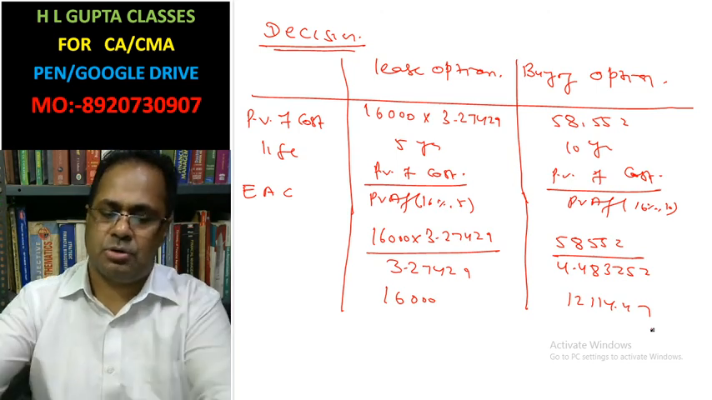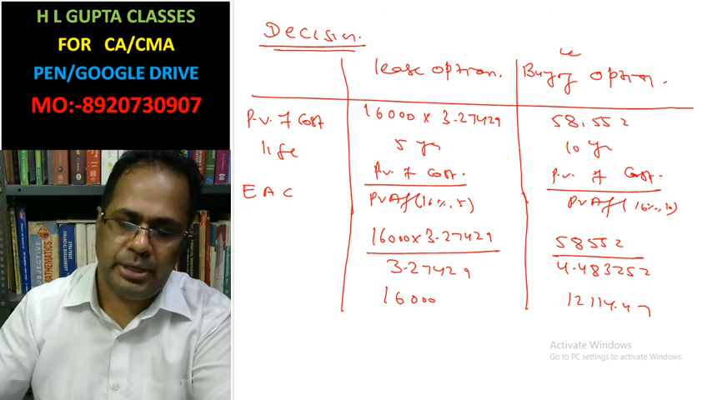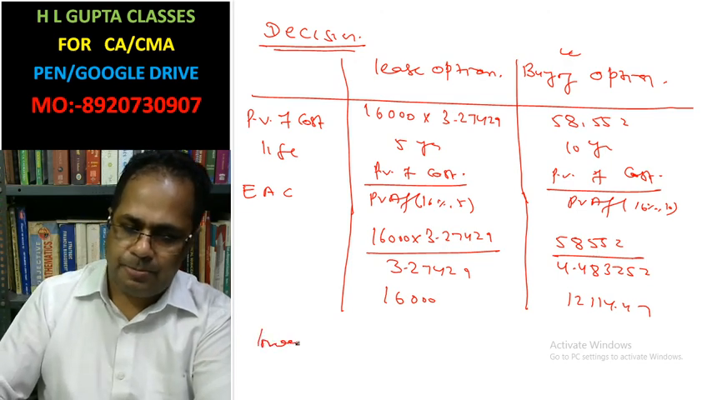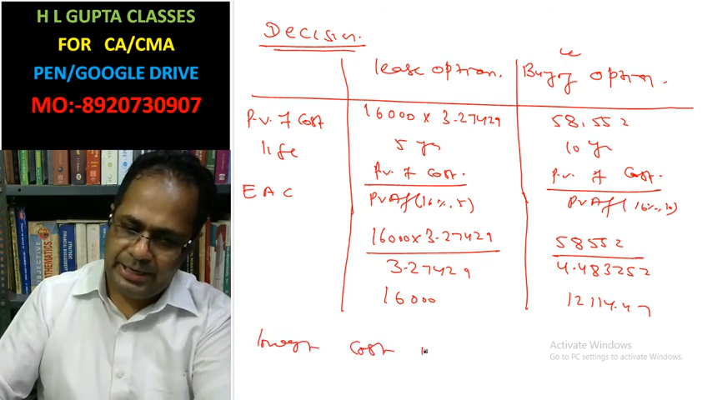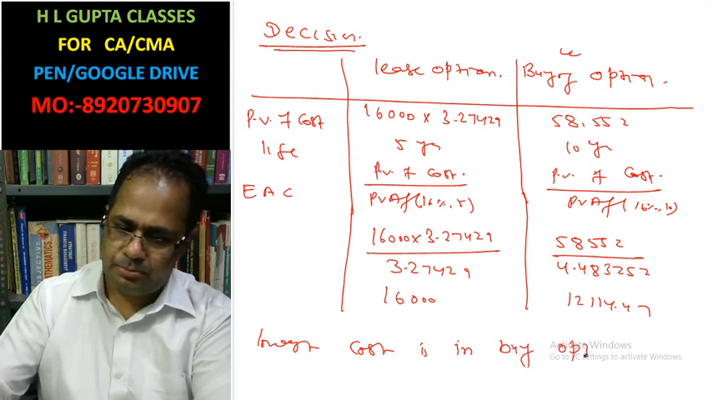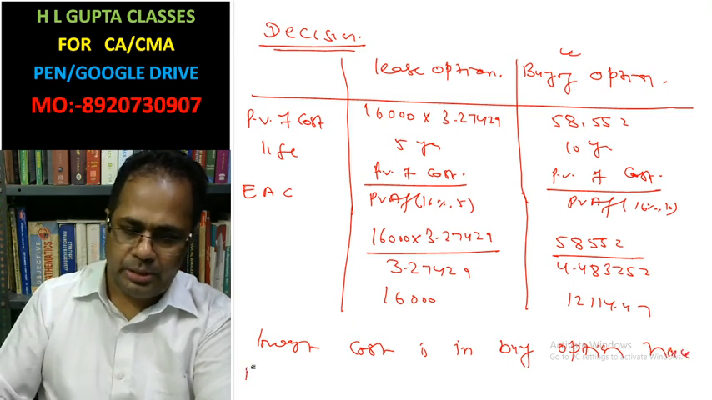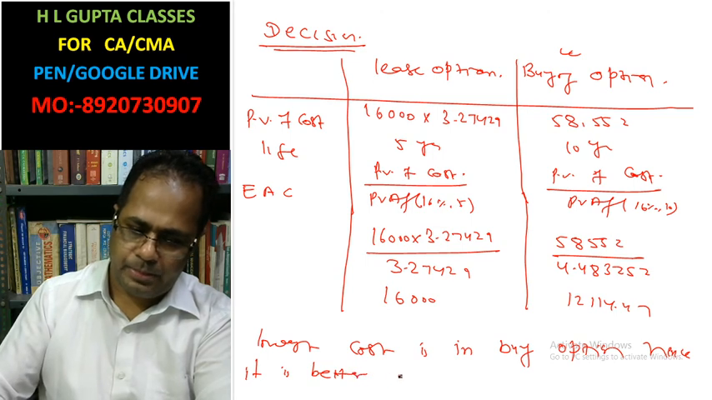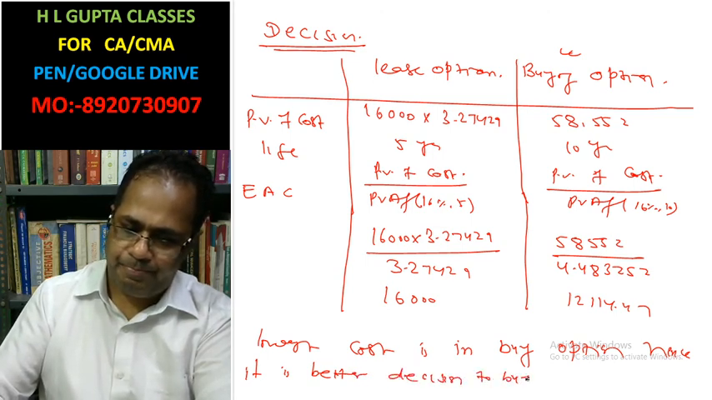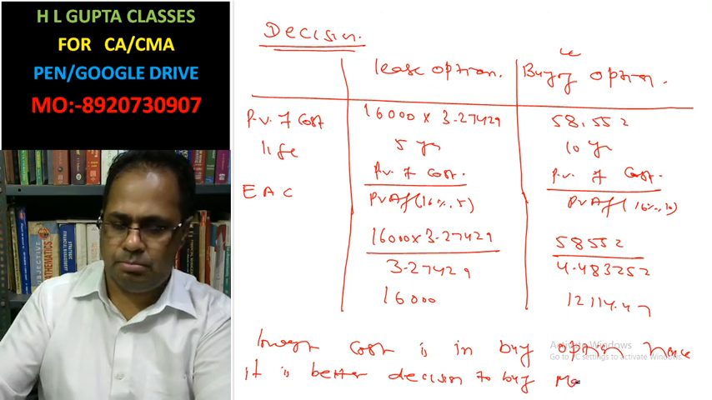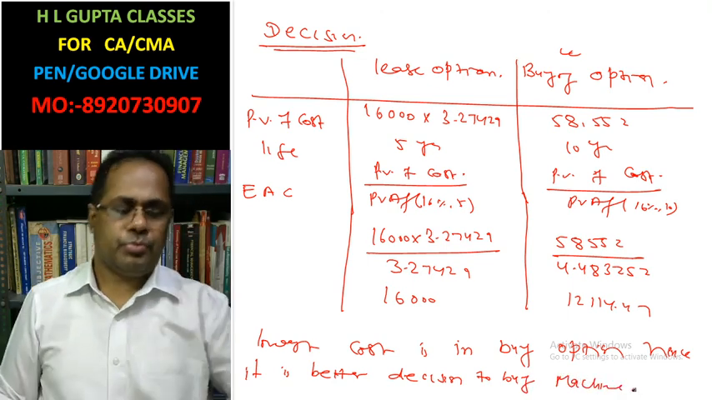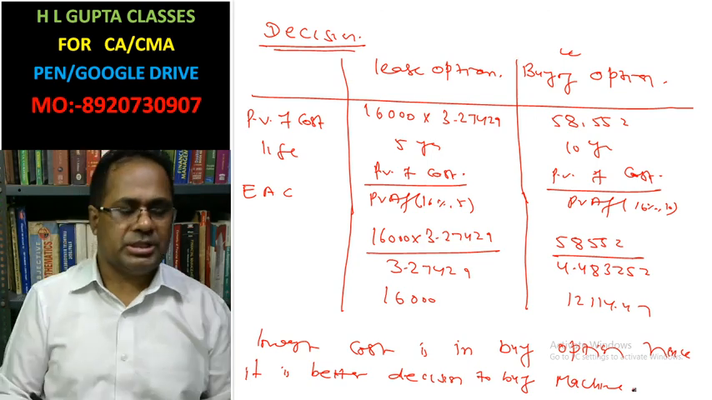The lowest cost is the buy option. Okay, lowest cost is in buy option. Hence, it is better decision to buy machine. Okay, this question is completed.